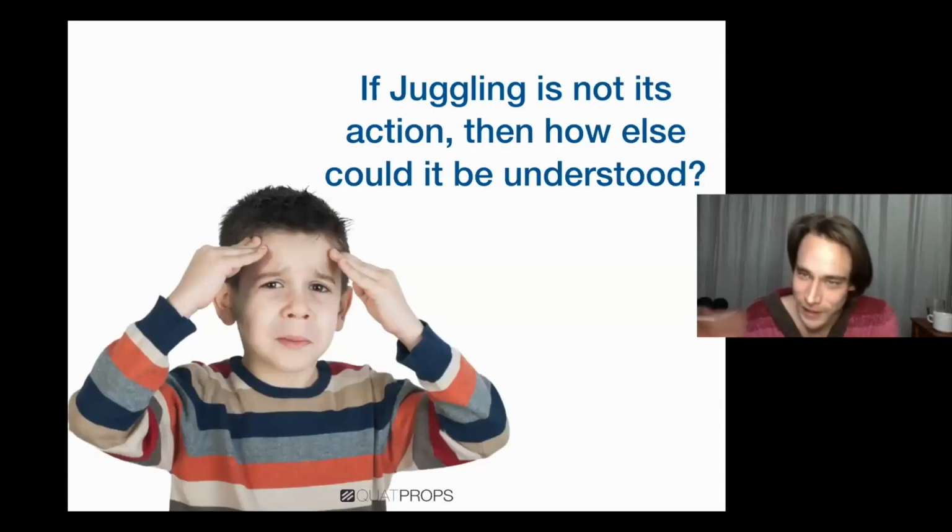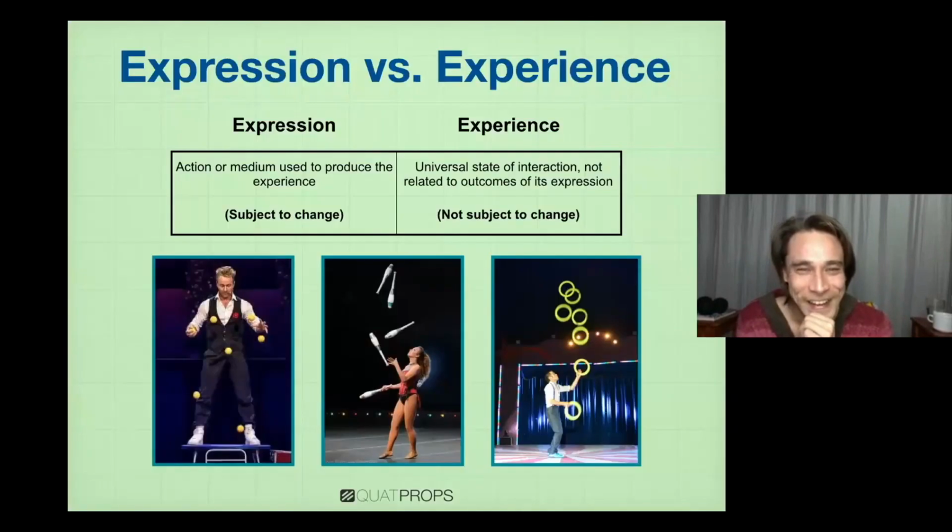So if juggling is not its action, then what else could it be? How else could I possibly understand this? I hear this a lot from people. If juggling is not its action, what is it? We're going to talk about that. The way we solve this conversation, the way we end this debate, because the debate is really holding us back, it's wasting time. We shouldn't be arguing about if poi is juggling or not. We should be working together to make poi more accessible to everyone and juggling in general.